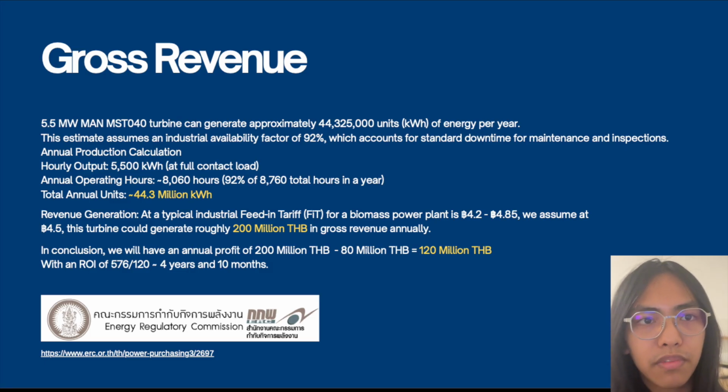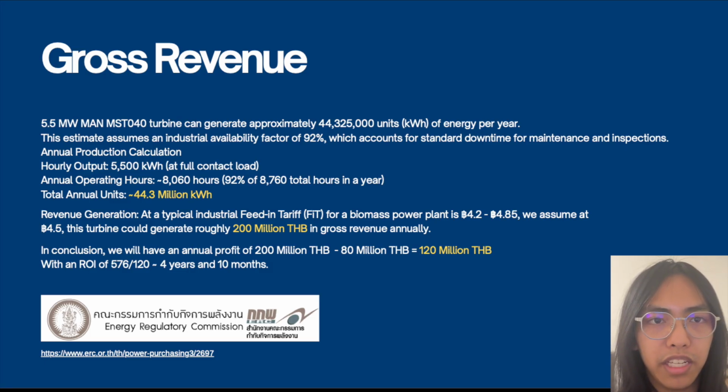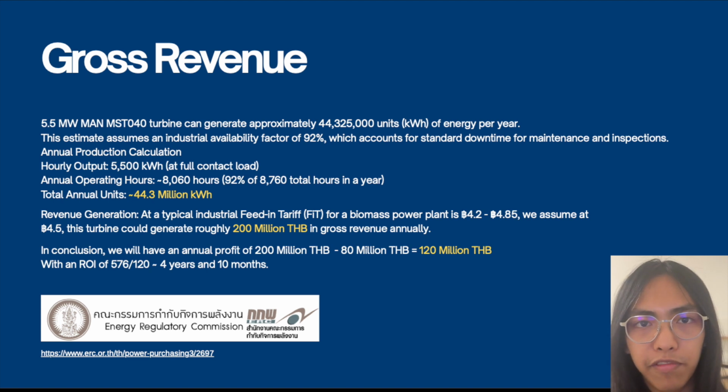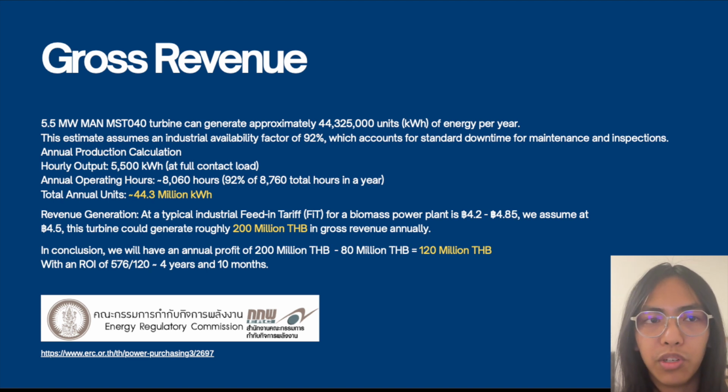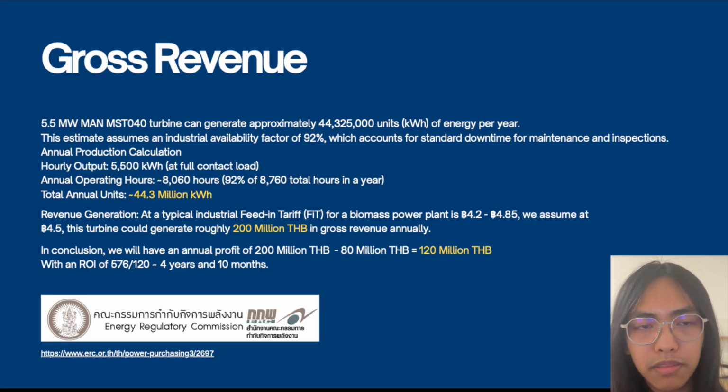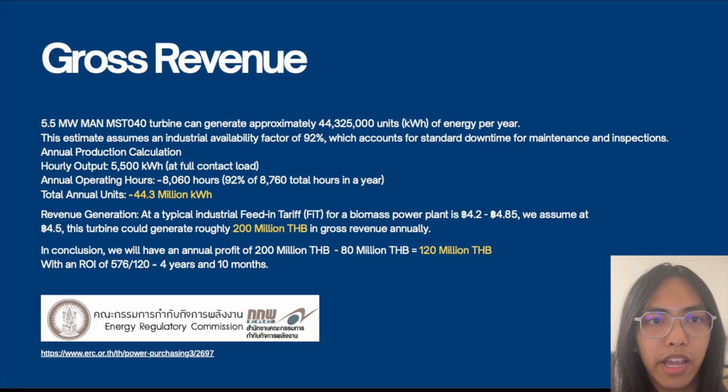For revenue generation, the typical industrial feed-in tariff, or FIT, for a biomass power plant is 4.2 to 4.85 baht per unit. We assume that we sell at 4.5 baht in our contract. This turbine could generate roughly 200 million baht in gross revenue annually with an ROI of 4 years and 10 months, and after that it will be pure profit. And the reference for the FIT price came from the Energy Regulatory Commission of Thailand.